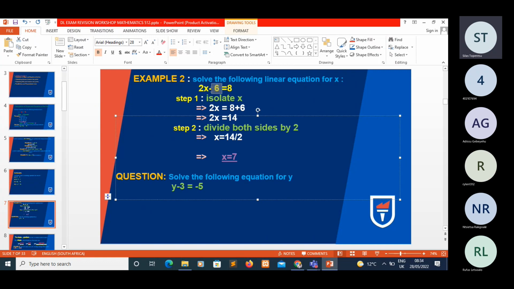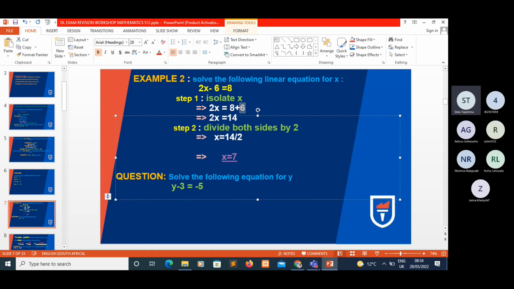So minus 6, I take it to the other side. Once I take it to the other side, it's going to change status. So now, instead of being minus, it's going to be positive. That's how I have plus 6 here. It jumps and becomes positive. So I'm now left with minus 2x. If I say 8 plus 6, I get 14. So what I'm left with is 2x equals 14. If you check here, that's exactly what I have.